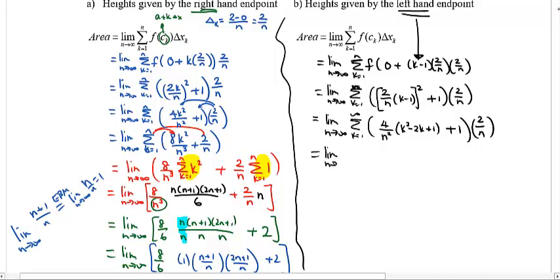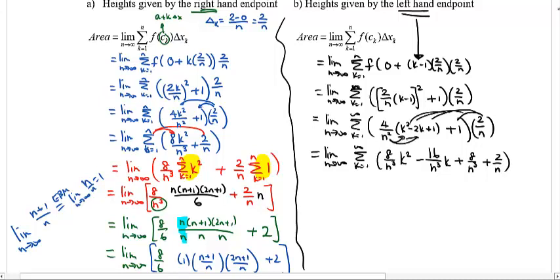Limit n approaches infinity, sum of k equals 1 to infinity, 8 over n cubed times k squared minus 16 over n cubed times k plus 8 over n cubed plus 2 over n. So I just distribute this into all those things, okay? Don't forget distributing the 4n into these as well. Double check my work if you can, but I think I'm okay actually.